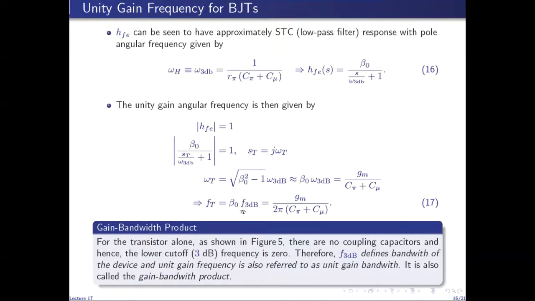Furthermore, from this expression, we can see that FT is given by the product of the current gain in the midband times the bandwidth. So unity gain frequency is also referred to as the gain bandwidth product, because it is given by the product of the bandwidth and the gain of the device in the midband.